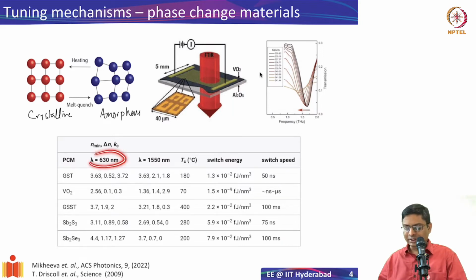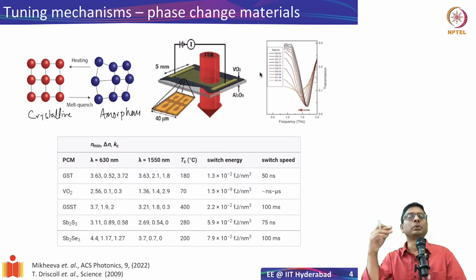At a visible wavelength of 630 nanometers and at 1500 nanometers, the first number here is the minimum refractive index. So for vanadium dioxide it is 2.56, followed by a delta n, which is the change in the refractive index from amorphous to crystalline form, and you see that there is a 0.1 refractive index change, and the K value also is given. So basically, in the visible range it doesn't change so much, but in IR you see that immediately there is a 1.4 refractive index change. That's a significant amount of change. And if you go to the mid IR or terahertz range, you'll see a much stronger change.